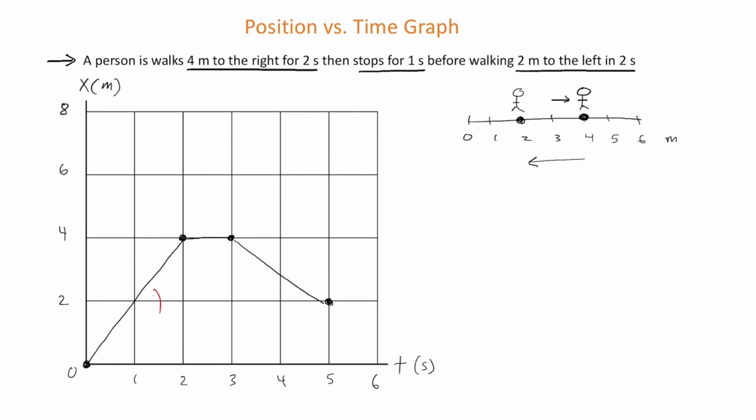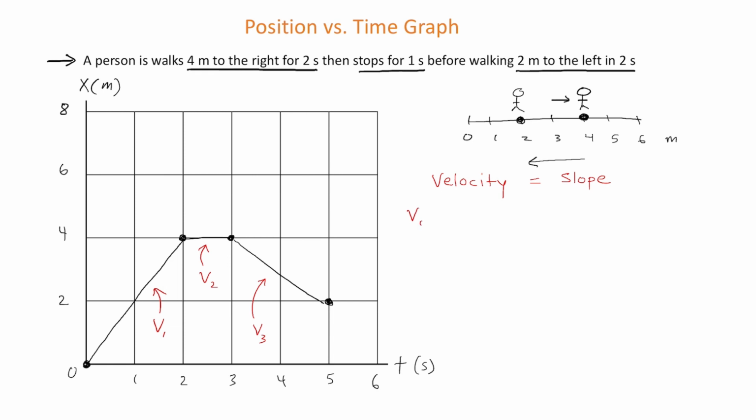So we have an initial motion where the person was walking 4 meters to the right. I will call this v1. Then we have the period of time where they stopped. I will call this v2. And then we have the period of time where they were walking to the left. We will call this v3. Remember that velocity is equal to the slope of these lines.